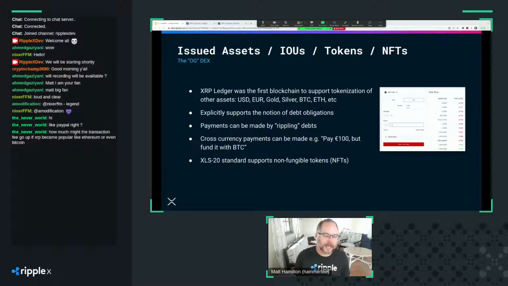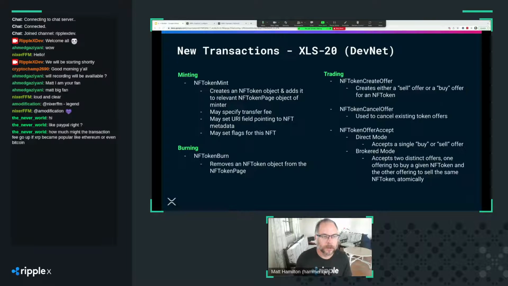And then a new development that's happening is a standard called XLS20, which is a standard for supporting non-fungible tokens on the XRP Ledger. Like I said, the XRP Ledger was the first blockchain to support tokenization. The XRP Ledger was created, like I said, in 2011, so about 3-4 years before Ethereum, and allowed the idea of tokenizing assets, but it was always thought those would be fungible tokens. Again, dollars, euros, gold, silver, Bitcoin, whatever it might be. Now there's a move towards non-fungible tokens being used for various use cases, and XLS20 is a standard for doing that.